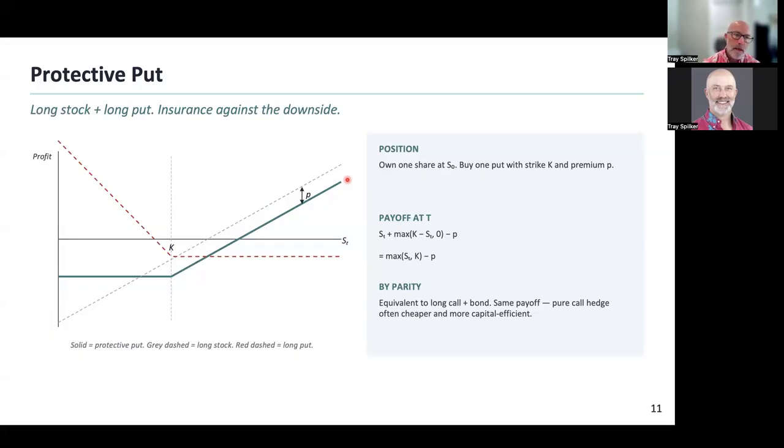What you'll notice here is that this is equivalent. This picture is equivalent, right, to a long call position plus the underlying bond, right? So a long call plus a bond. So it has the same payoff here, but it also might be cheaper and more capital efficient than actually just buying a call and a bond, right?